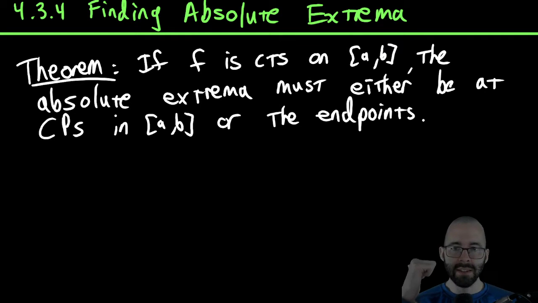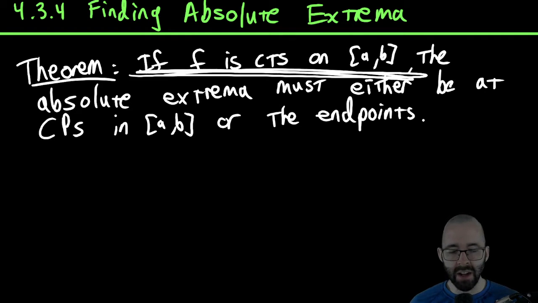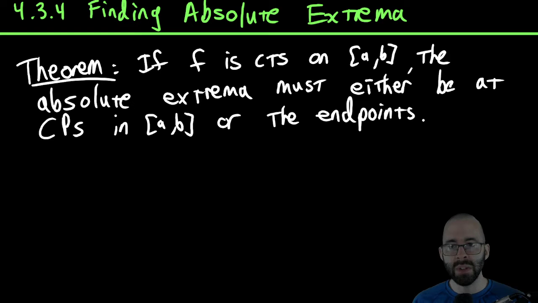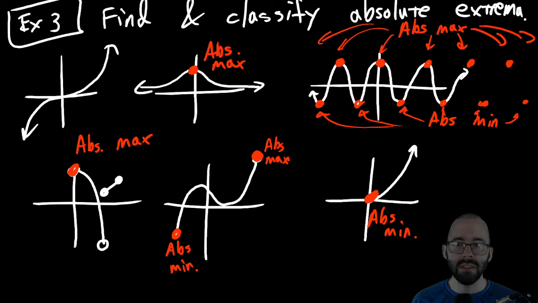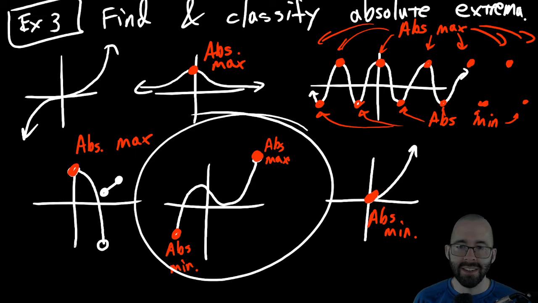So again, the theorem in the last section said that if f is continuous on an interval, then we're guaranteed absolute extrema. Well, this is just going one step further and saying those guaranteed extrema either have to be at critical points in that interval or at the endpoints, just like we saw over here. Not all of these are good examples because literally only one of these is a continuous function on a closed interval. Everything else is either on an open interval or not continuous. But you can see that it will either be in the middle at a critical point or at the ends.